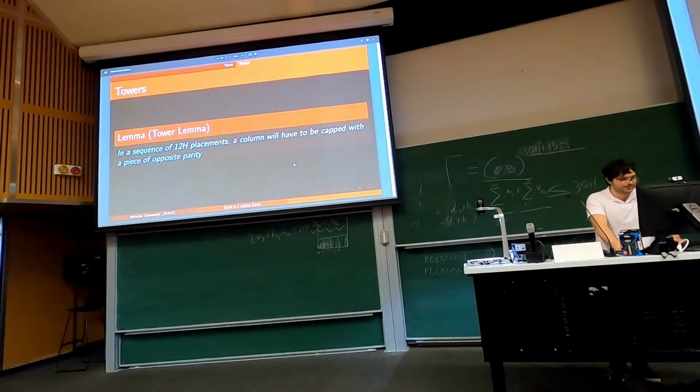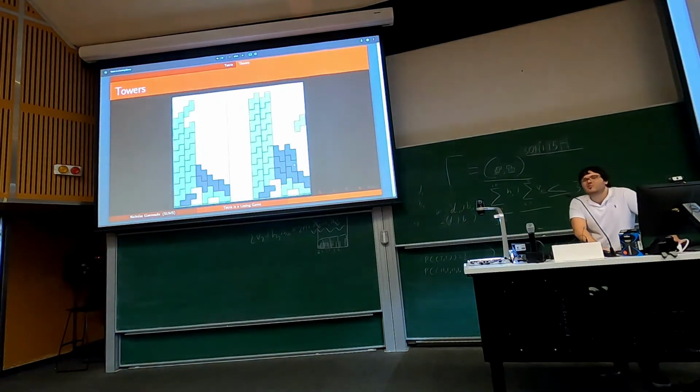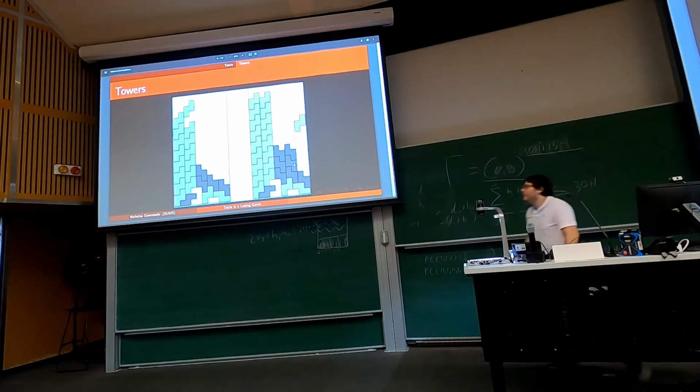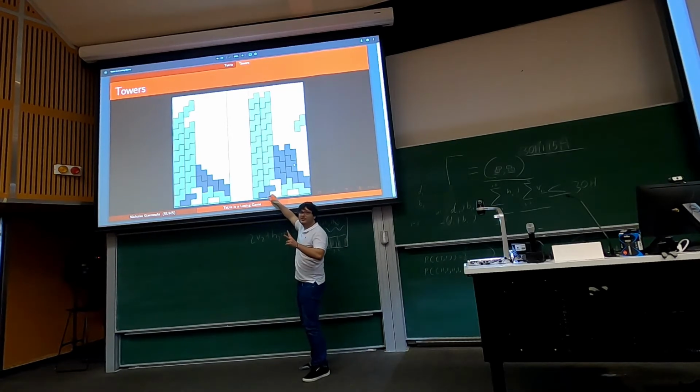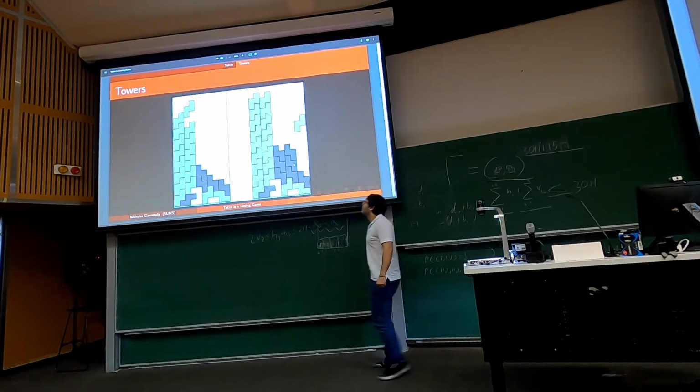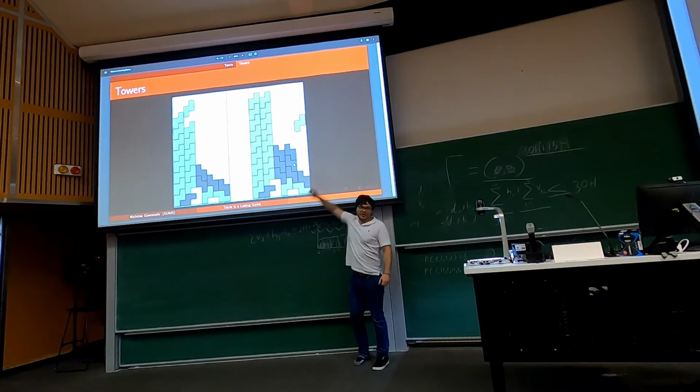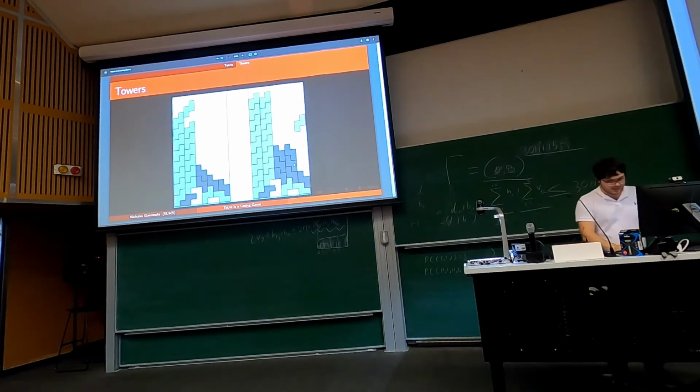Cool. Lemma. In a sequence of 12H placements, a column will have to be capped with a piece of opposite parity. The idea here is that eventually, and maybe you can see why just by looking at this picture, you're going to have to swap one of these columns. One of these columns is going to have to be replaced with a cap of the opposite parity. What's really going on is that if you have 3 of these columns and you have to distribute the appropriate pieces to this set of 3 columns, they're going to grow slower than this one because you're only dividing between 2 columns. So you can see on the board here that this column is growing quite quickly, and this piece coming down is bound to eventually end here because we can't place it up there anymore. Okay, and this is problematic.